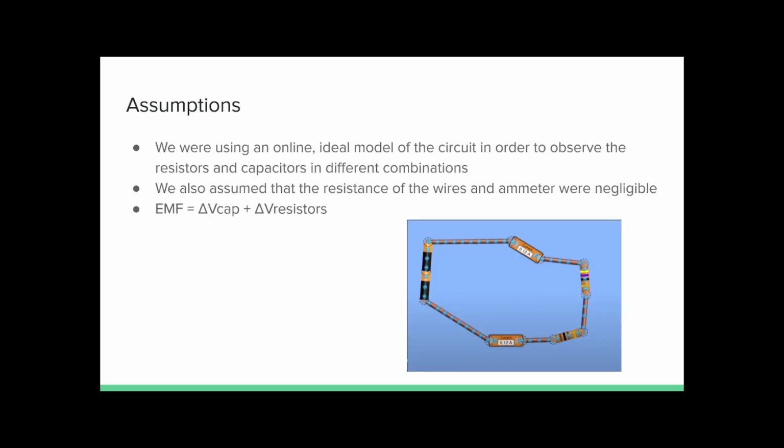Some assumptions that we made. Since we're using an online ideal model of the circuit to observe the resistors, it is assumed that the resistance of the wires and the ammeter are negligible, and that the total voltage generated by the battery is the same as the change in voltage by the capacitors plus the change in voltage by the resistors.